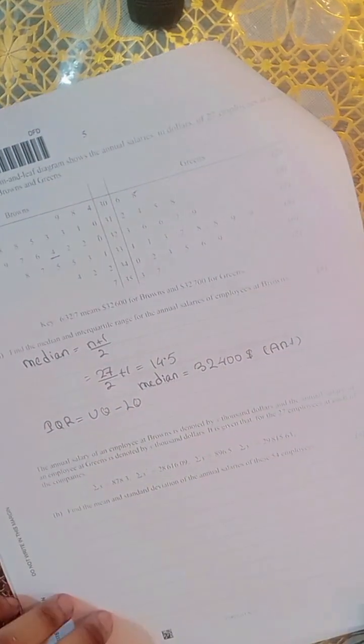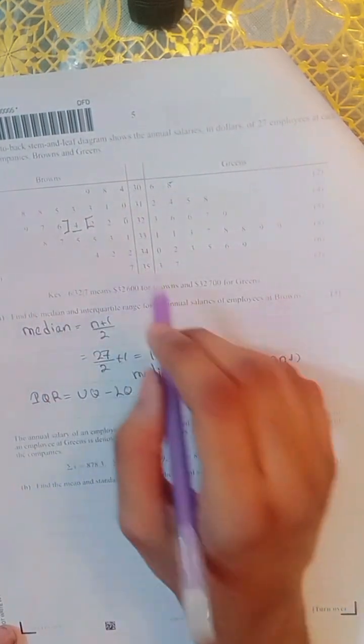Now I have to find the IQR, which is the interquartile range. The formula of IQR is upper quartile minus lower quartile. How can you find the upper quartile and lower quartile? We already know the median of this, so we can just separate these and these. The upper quartile is the median of this, and the lower quartile is the median of this.